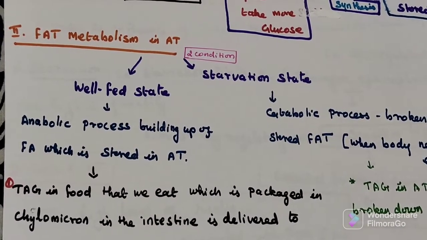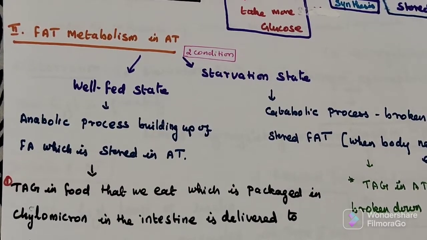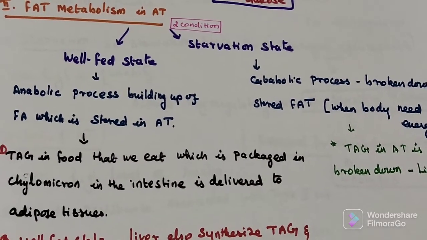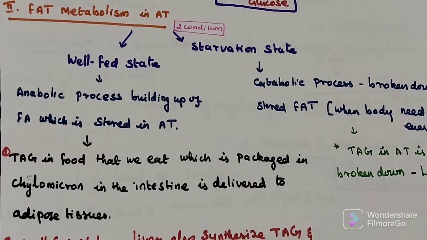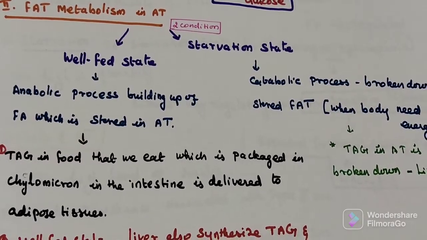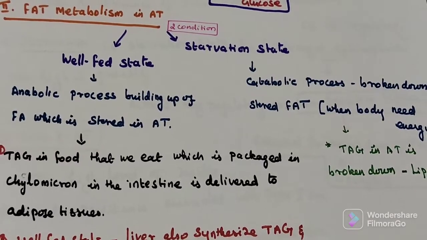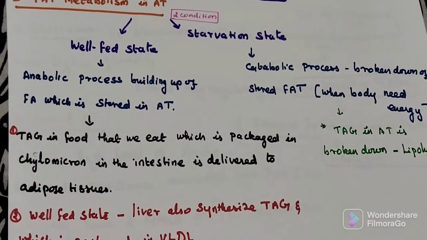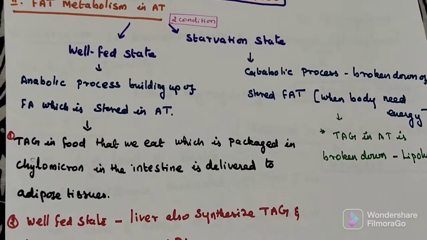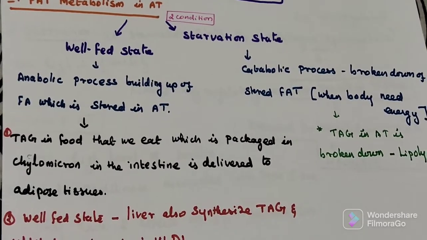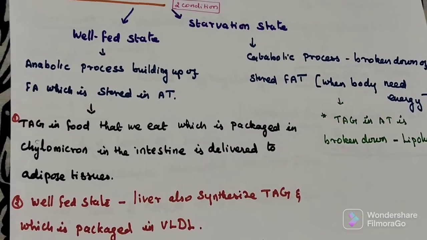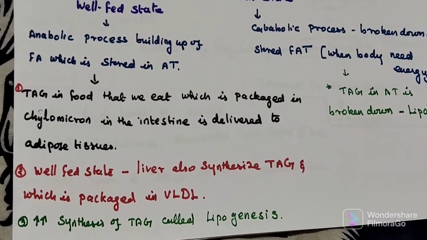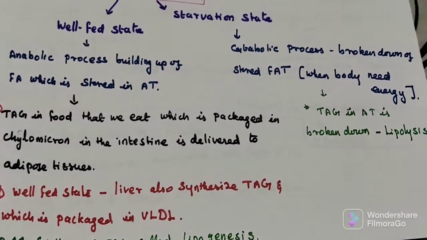In the well-fed state, the liver also synthesizes triacylglycerol, which is packaged in VLDL, and also supplies this endogenous triacylglycerol to adipose tissue. It may be noted here that chylomicron and VLDL are both lipoproteins. Also, in a well-fed state, since all the raw material is available for adipose tissue, there is an increased synthesis of triacylglycerol, which is called lipogenesis.